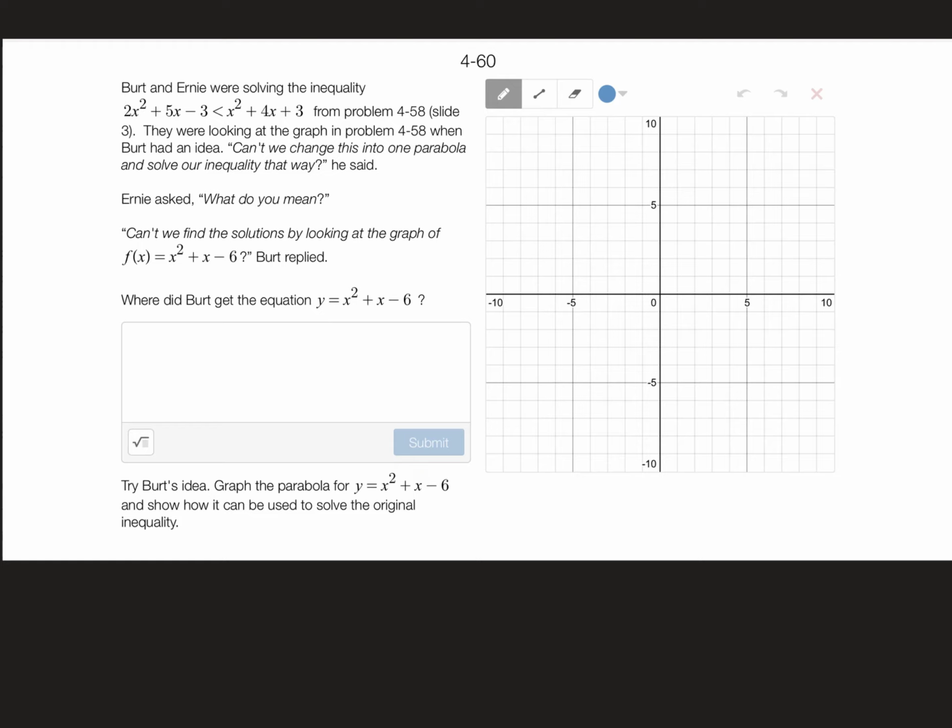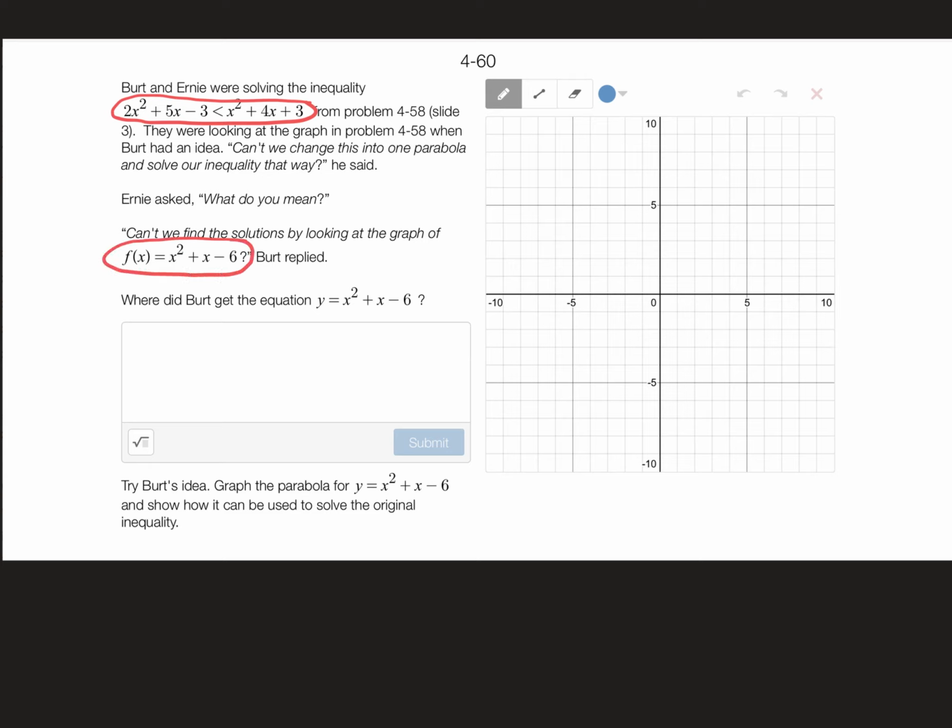All right, so we've got two buddies working on this problem, and they came up with the idea that maybe it would just be easier to find the solutions for the original inequality that we have up here by getting it to be one equation.